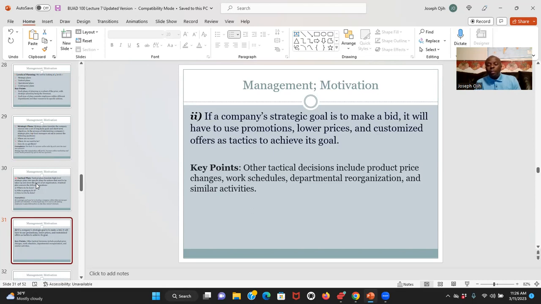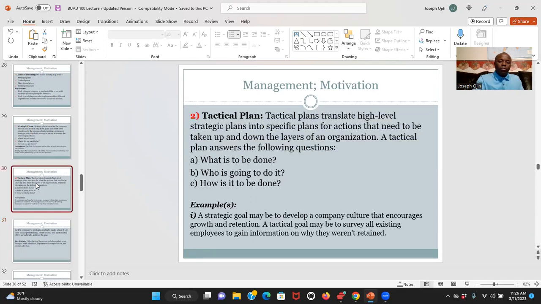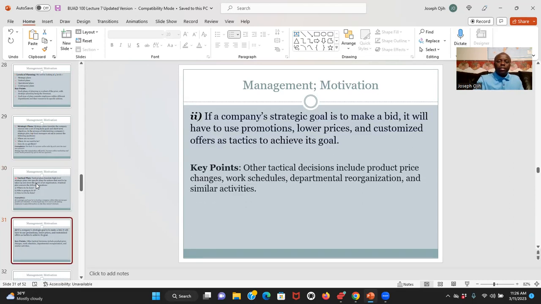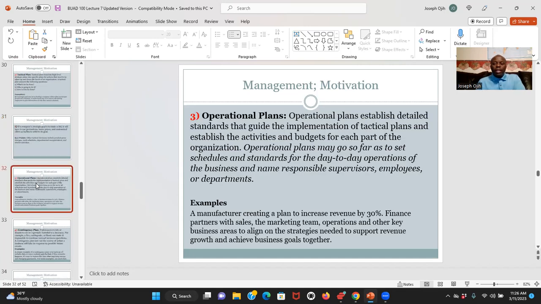Work schedules, departmental recognition, and similar activities are also under the umbrella of the tactical plan. Then next is the operational plans.